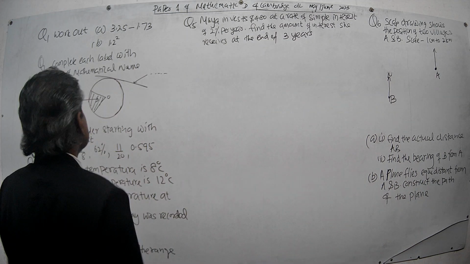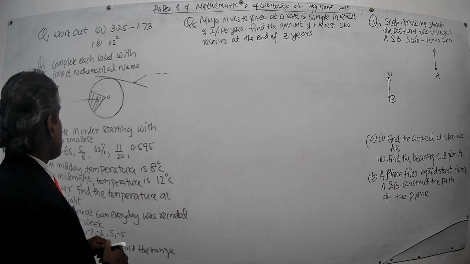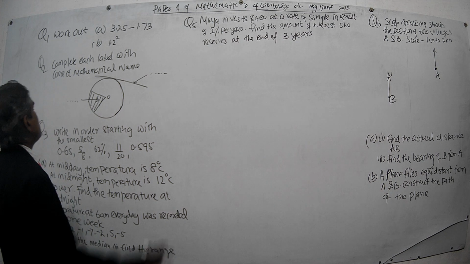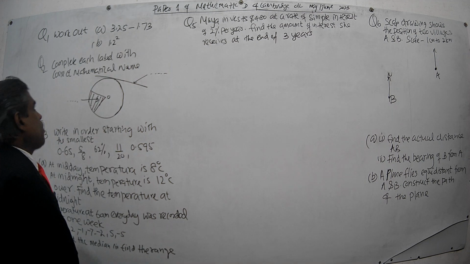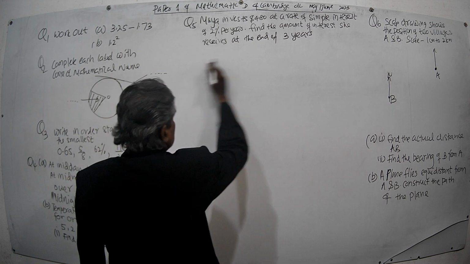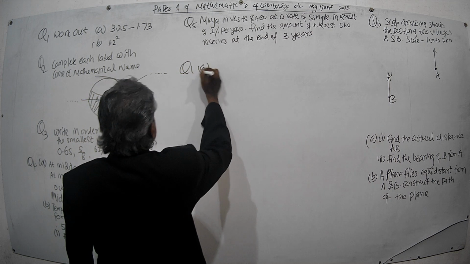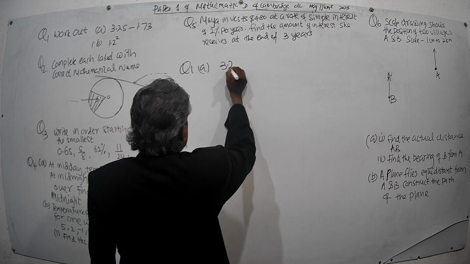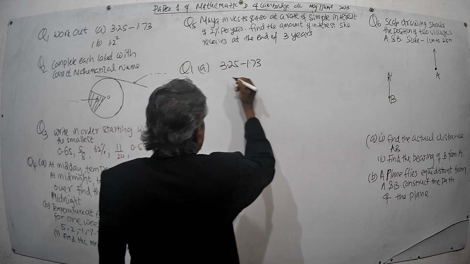You have to answer everything manually, every question. Now work out, first question Q1, part A: 3.25 minus 1.73. I will write it.